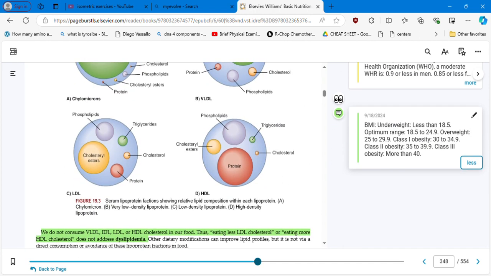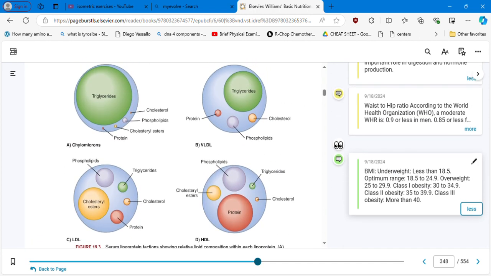Very good. So here we have the graphic. You see the chylomicrons. The triglyceride is basically huge when we talk about the lipoprotein. Now the VLDL, the triglyceride still is a large percentage. Now in terms of LDL, we have less triglycerides. The protein is a very small amount, phospholipids and cholesterol particles are present.